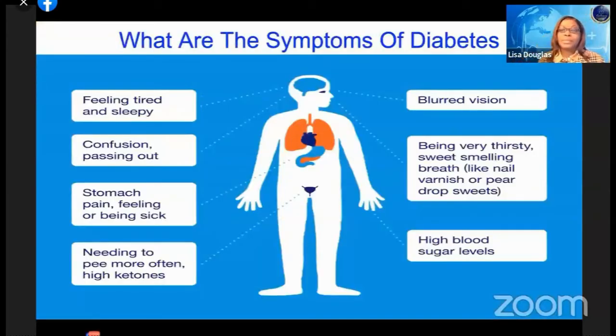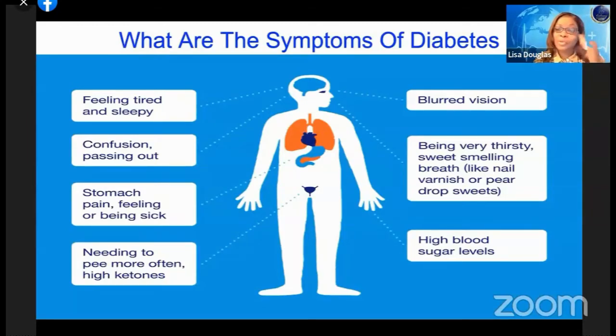What are some of the symptoms of diabetes? How do I know I may be diabetic? You may show these kinds of symptoms. You may feel tired and sleepy. You may become confused because of your blood sugar level. You may pass out because of your blood sugar level if it's too low. You may have stomach pain, feeling sick, needing to go to the bathroom and pee a lot more often.